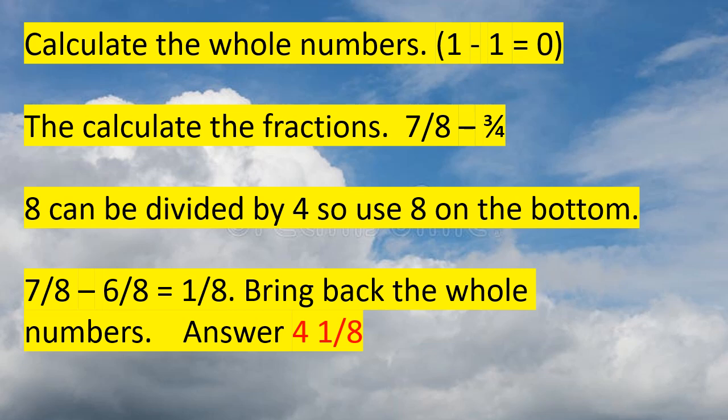Now we calculate the whole numbers, which is 1 minus 1 equals 0. And then we calculate the fractions, 7 by 8 minus 3 by 4. 8 can be divided by 4, so we use 8 on the bottom. 7 by 8 minus 6 by 8 equals 1 by 8. We bring back the whole numbers, and the answer is 4 1 by 8.